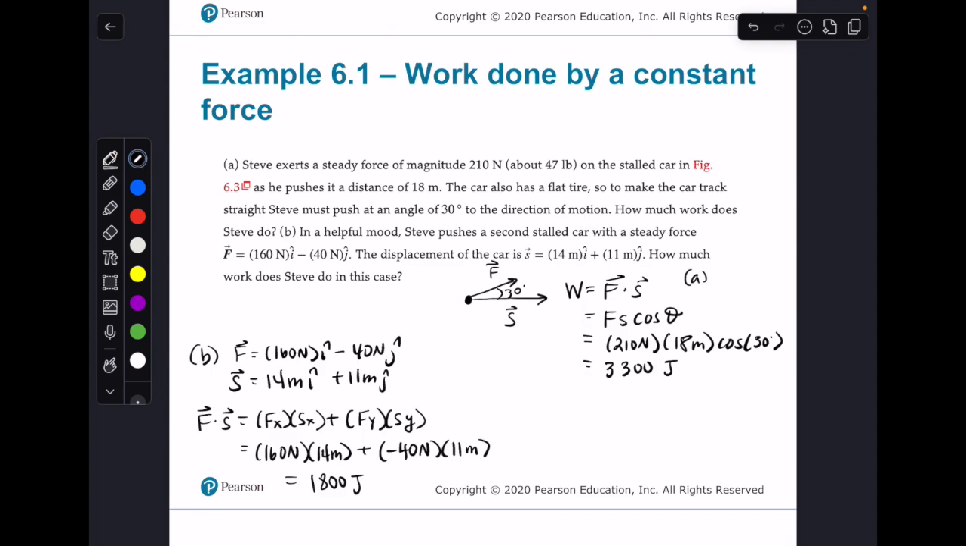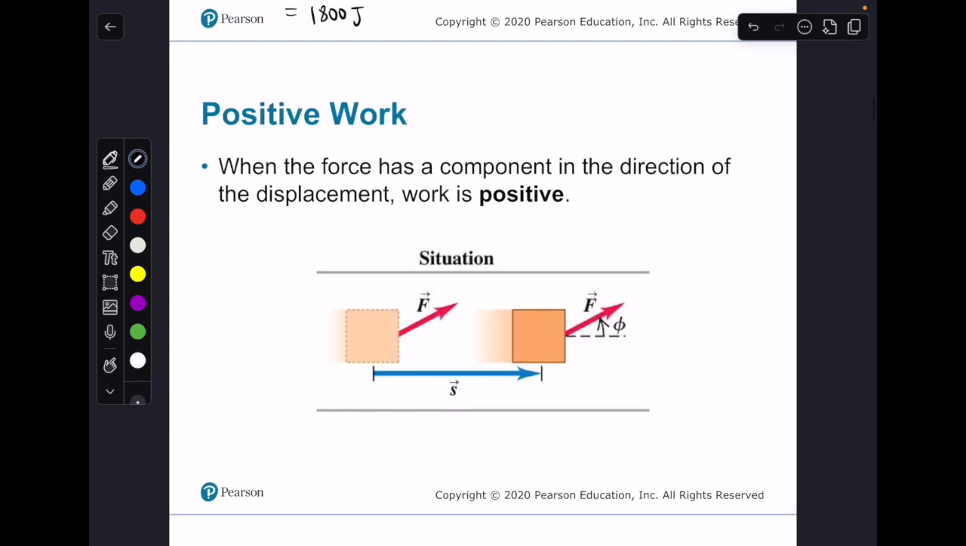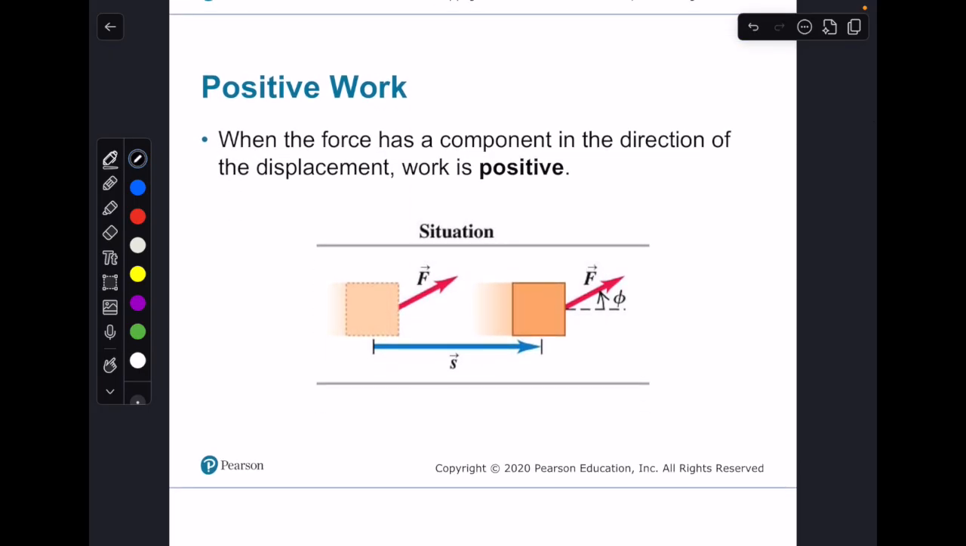So you may be wondering, okay, what is this negative here? What does this negative 40 mean in the context of work? So let's take a look at that. Positive work is defined as when a component of the force is along the displacement direction. So the dot product, as a result, is positive. You can think back to our definitions of dot product. There was a slide that illustrated this. Back to dot product definitions.